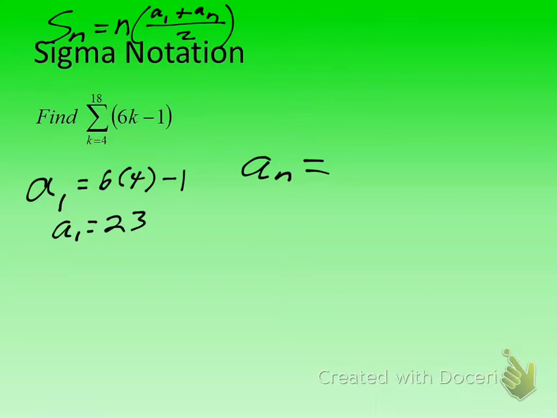A sub n is going to be the last term of the sequence. So what k do we want to use for this one? 18. Same thing. 6 times 18 minus 1, which gives you 107. Now you're missing n. N is the number of terms in the sequence. How many is it?